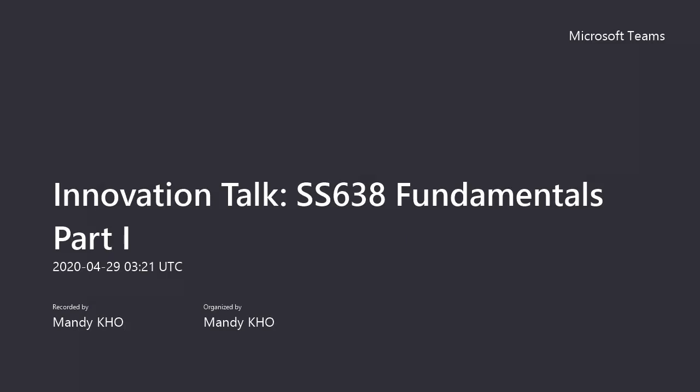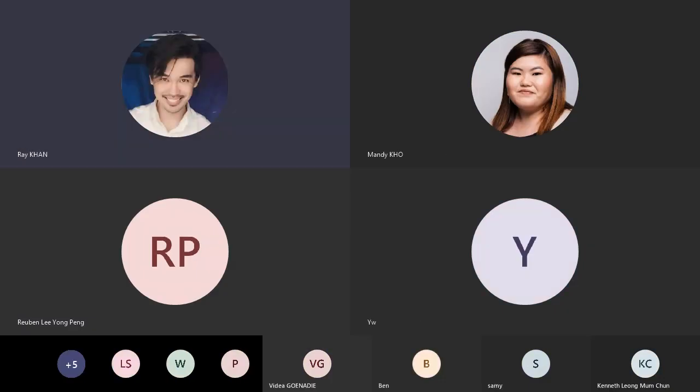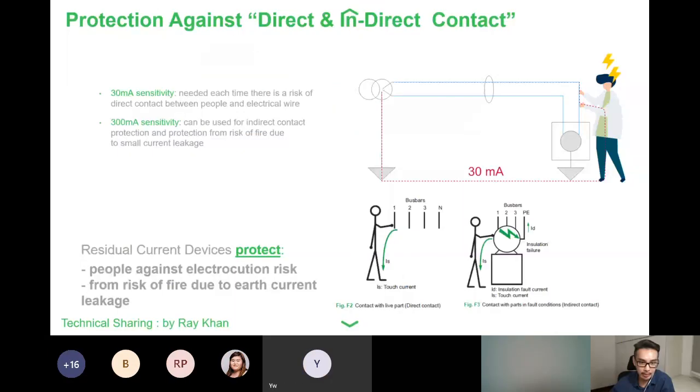Protections with a sensitivity, the I delta N value of 30 milliamp, to prevent this from happening. So below, if you can see on the left, 300 milliamp for higher sensitivity can be used for indirect contact of a person that could cause risk of fire.